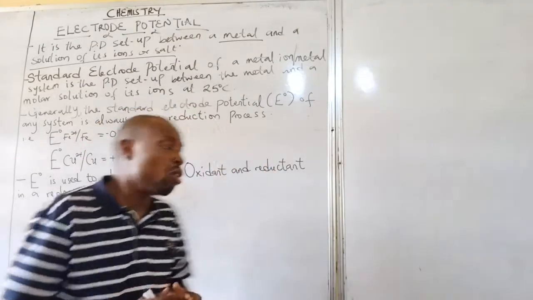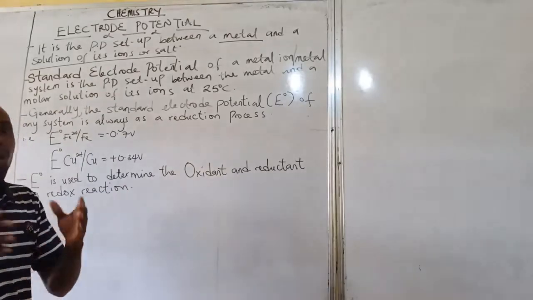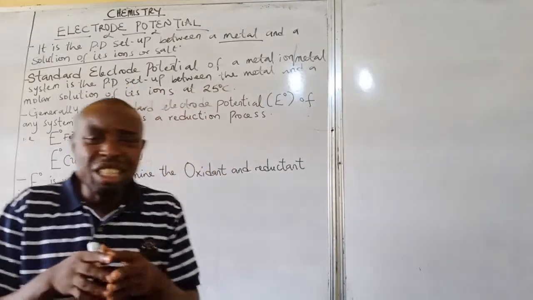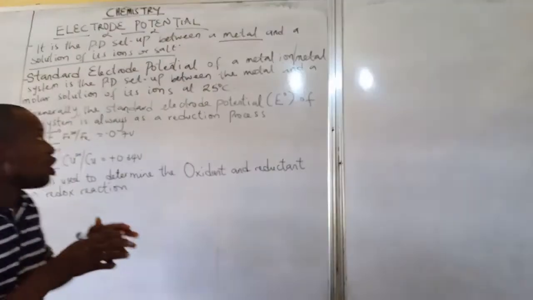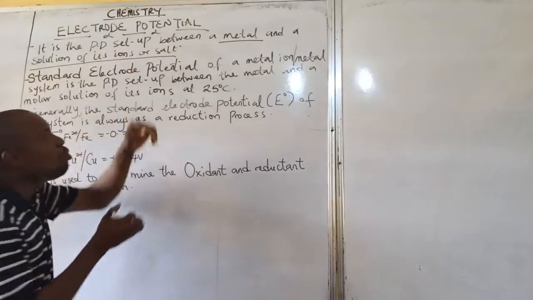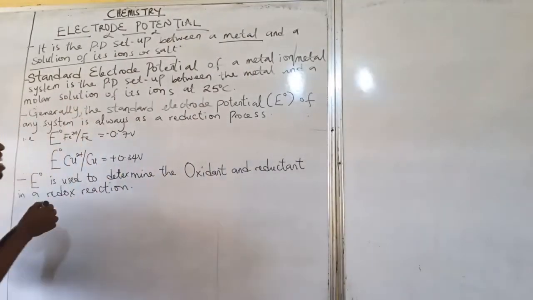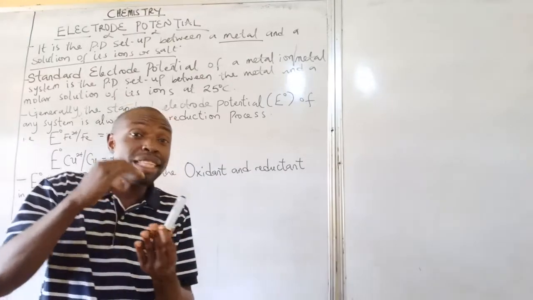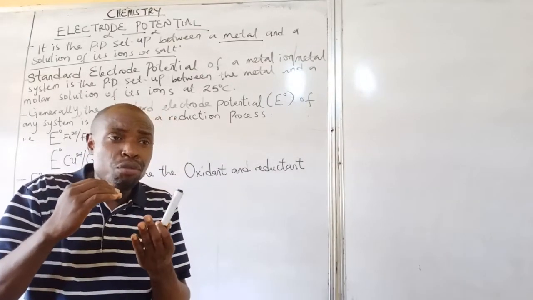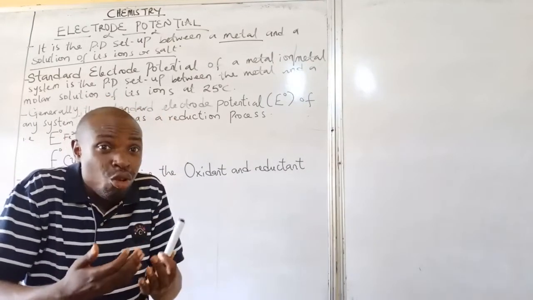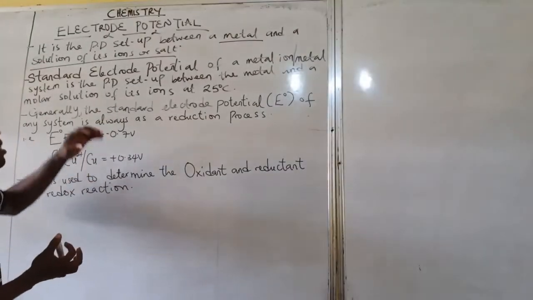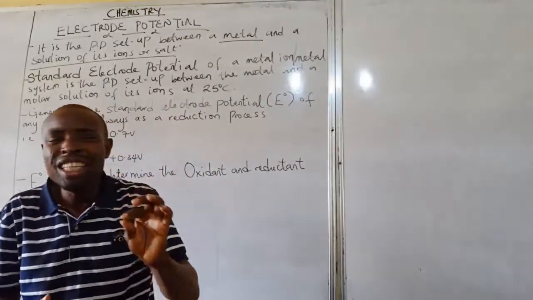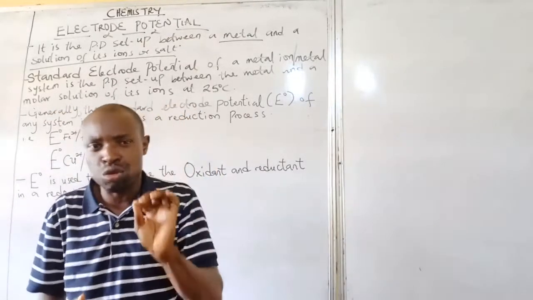Now, today we work on what we call the electrode potential. Now, what is an electrode potential? An electrode potential is the potential difference that is set up between a metal and a solution of its ion or salt. So those are some basic terms that you should come to understand that will guide you in the next step. The symbol for electrode potential is E, while its unit is volts.